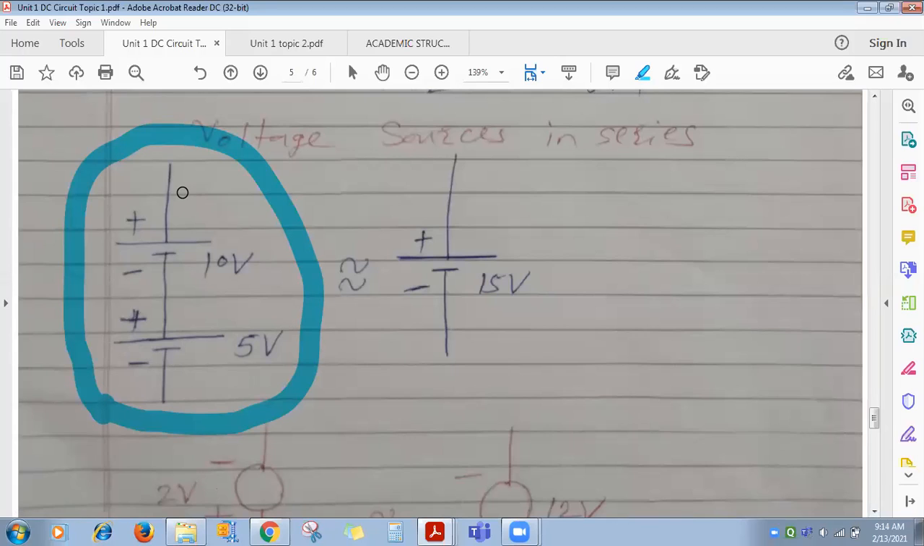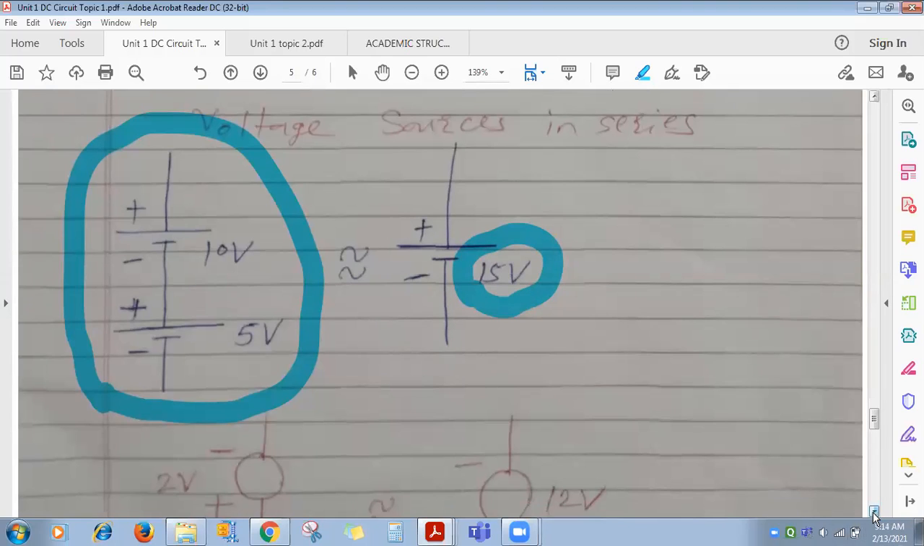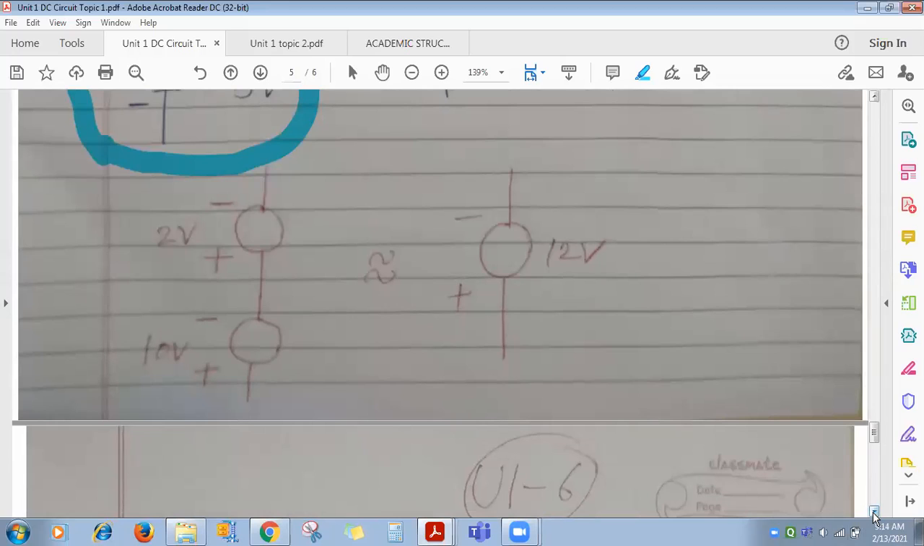If the sequence is like this, then you simply have to add them. So 10 plus 5 will be what? 15. And what about the polarity of this 15 volt? Whatever is the polarity of 10 and 5, the same it is, that is the upper one is positive and the lower one is negative. So same you mark here. Clear? Okay, now you see the second case.